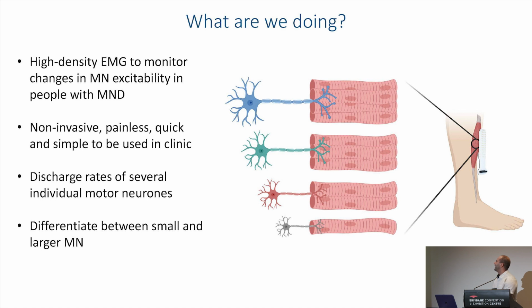So what are we doing? Using this high-density EMG, which is pretty much an electrode, a tiny electrode. It's a piece of tissue that has 64 electrodes in it, and we put it on the surface of a muscle.